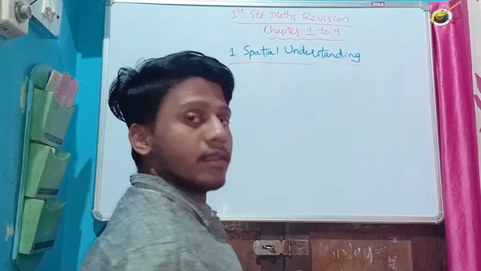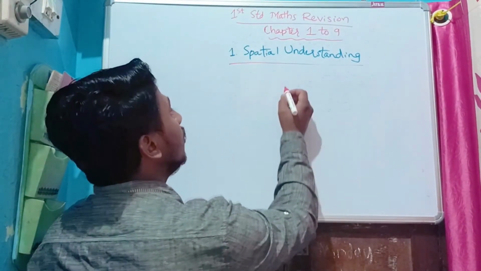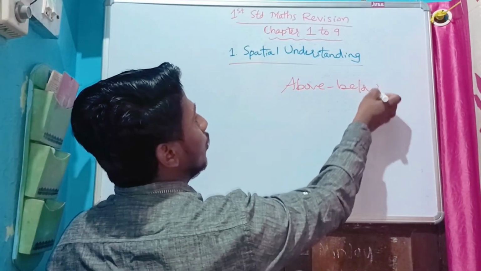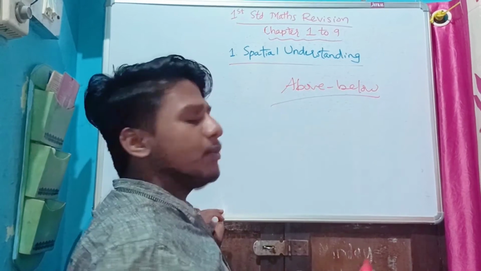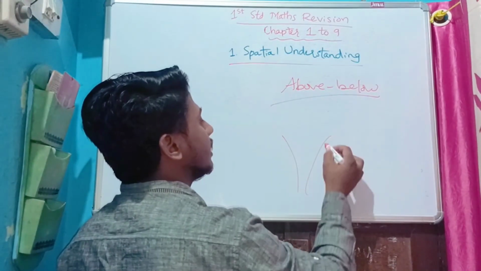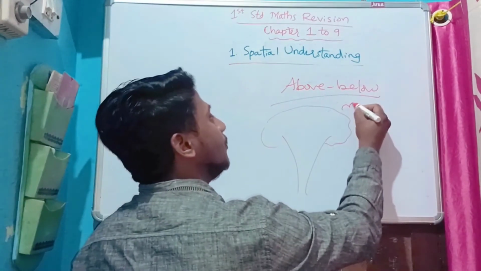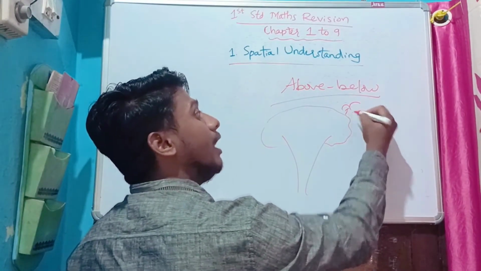Okay. Then we studied about above, below. Above and below. For this example, you can consider the example of a tree. Yes. So, consider an example of a bird which is flying above the tree.